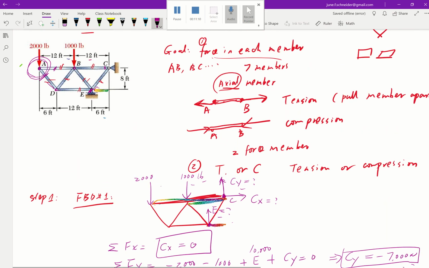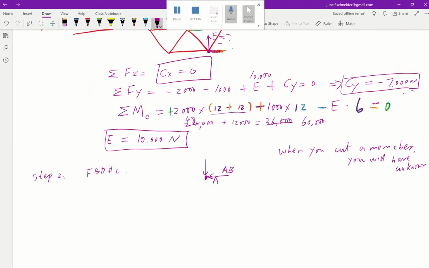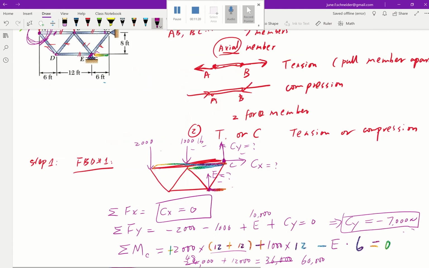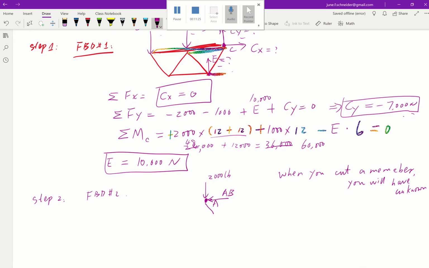And also at joint A, there's 2000 Newton right here going downward, right? So you have this 2000 Newton going downward. And you also cut AD. So it's going to be along that direction. And here you can assume instead of pushing into it, it's actually pulling away from the joint. And that's going to be our AD. You create two unknowns. When you cut a member, you have an unknown.